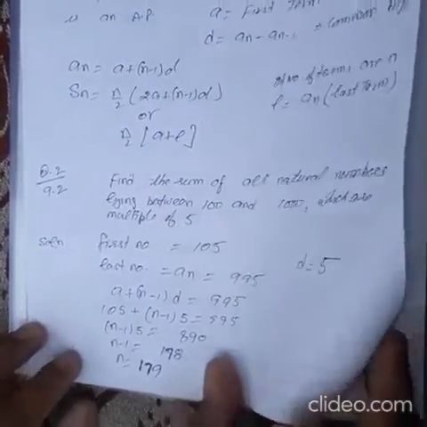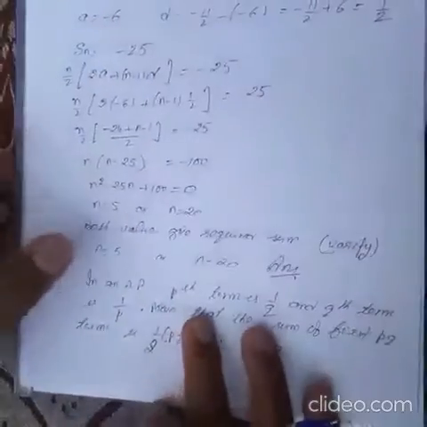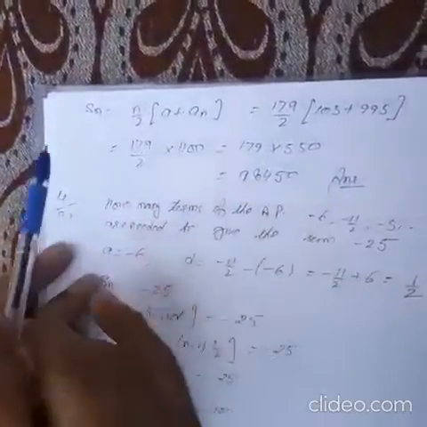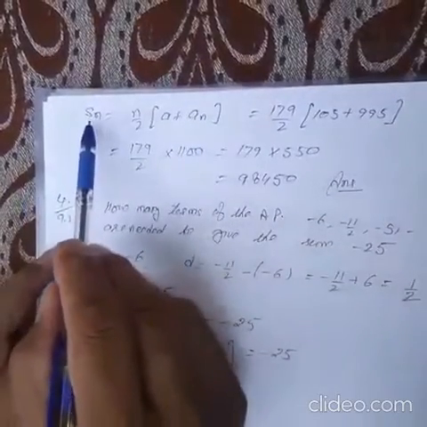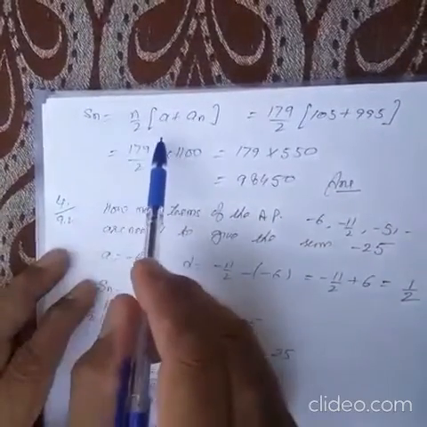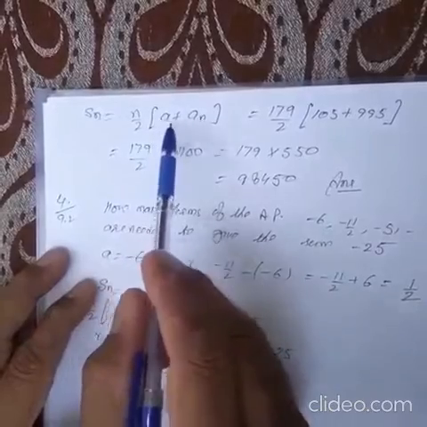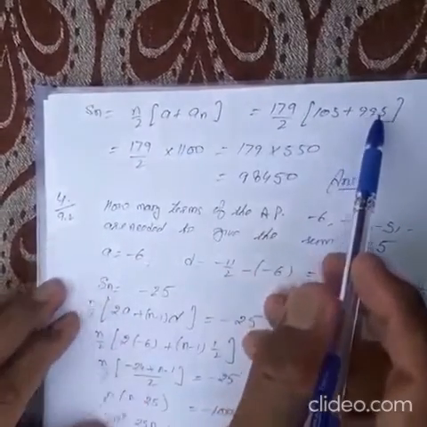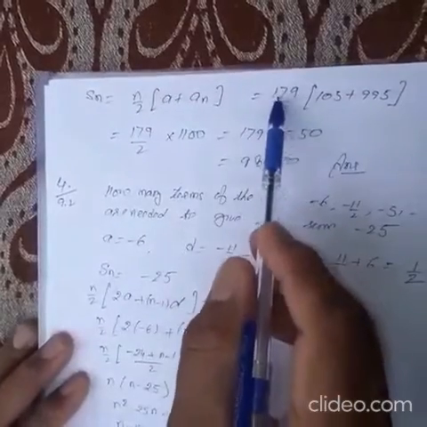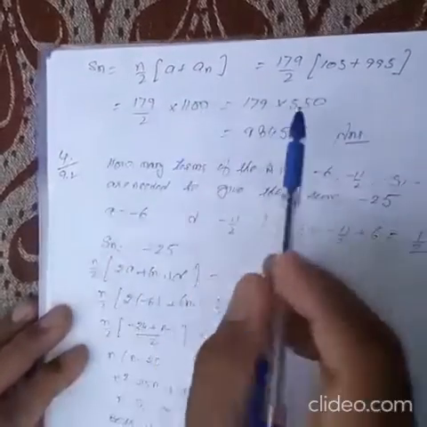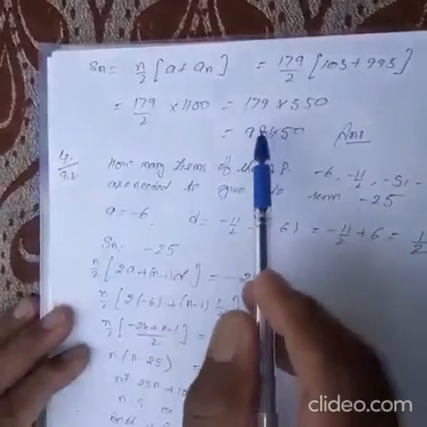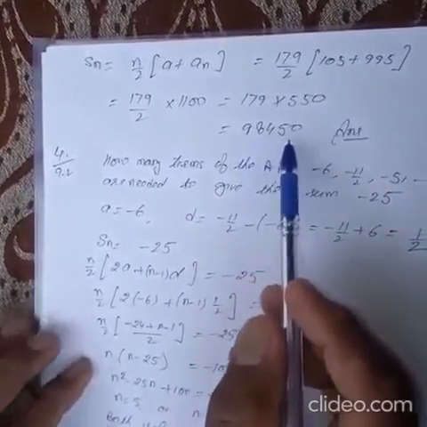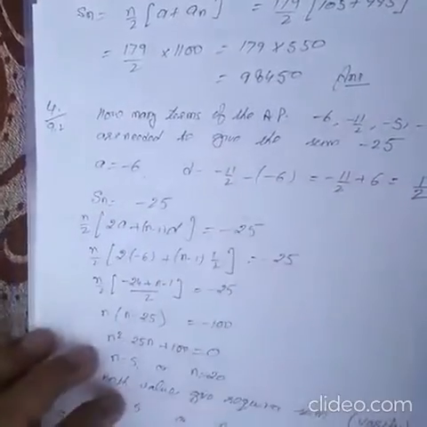So we want to find out the sum. The sum of all numbers between 100 and 1000 can be calculated using the formula Sn, where A, the first term, is 105, An, the last term, is 995, and n is 179, which we have calculated. So you just calculate and find out the answer. It is 98,450. I hope it is clear.